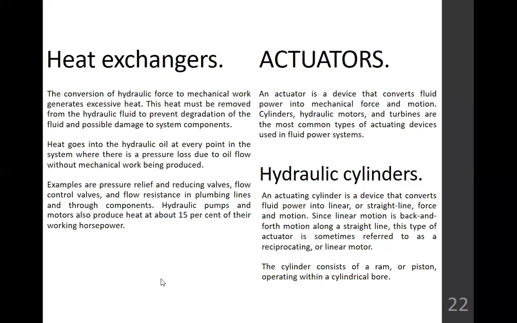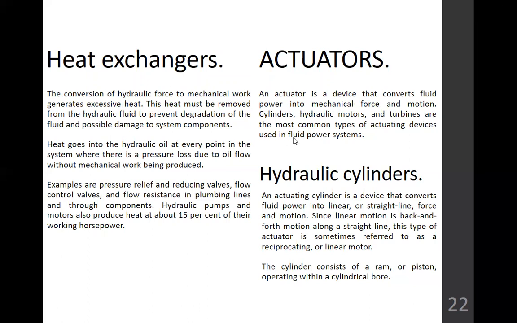Examples are pressure relief and reducing valves, flow control valves, and flow resistance in plumbing lines and through components. Hydraulic pumps and motors also produce heat at about 15% of their working horsepower. Parang yun na yung estimate. Actuators. So, ito mga actuators. An actuator is a device that converts fluid power into mechanical force and motion.